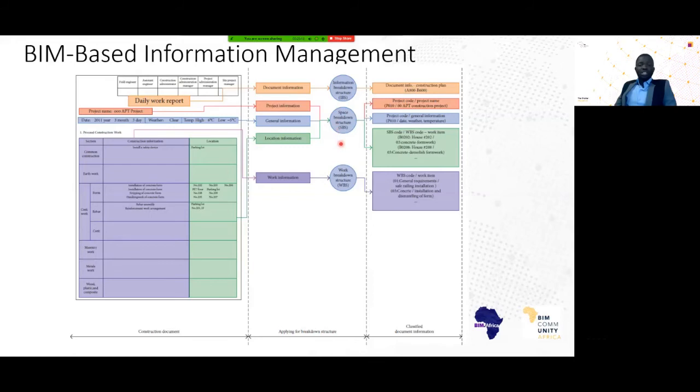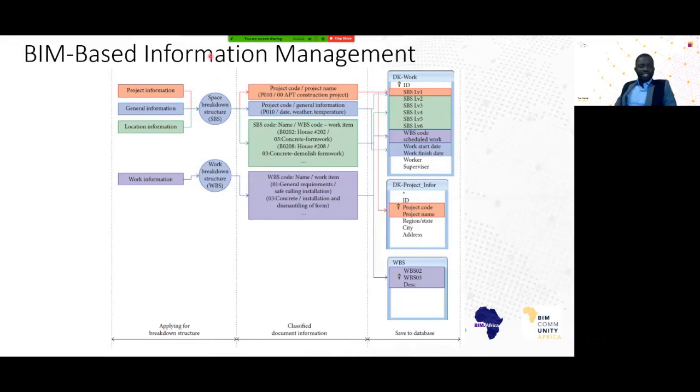Because basically on the database, you will be needing the classification code to retrieve any information at any particular point in time. So you do the same thing also for the work breakdown structure here. The general requirements, the safe railing installation, the concrete installation, and every other thing. So individual item of work that is being carried out, the location where it is being carried out, the general information of that particular day, and the project name and the document information would be assigned individual classification code to make it easier to understand and to retrieve this information. Then this is our section B, as we have explained earlier, and here we have the section C.